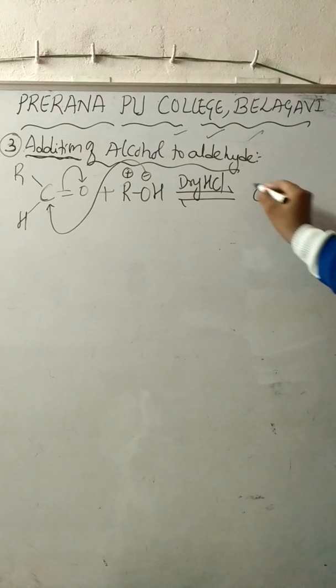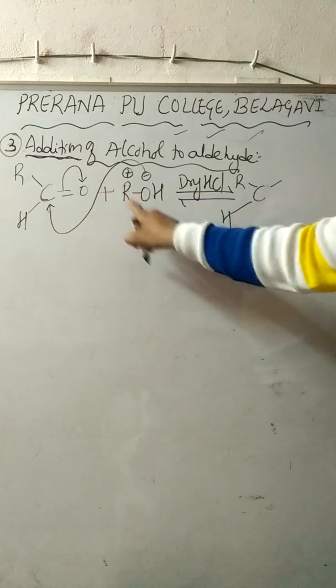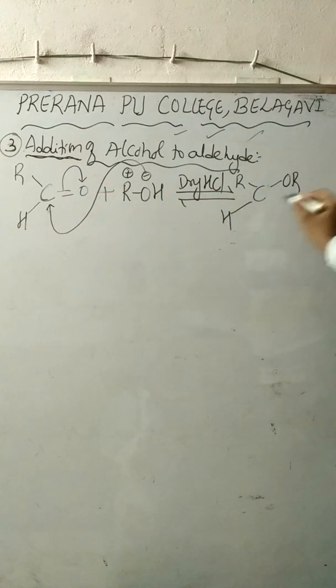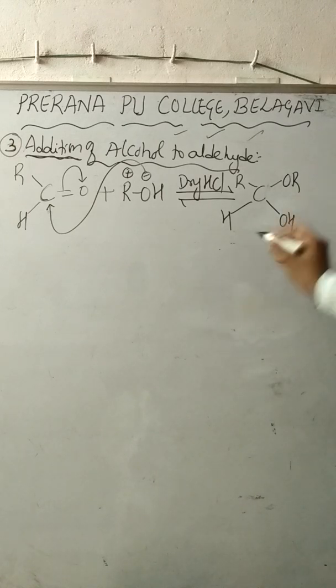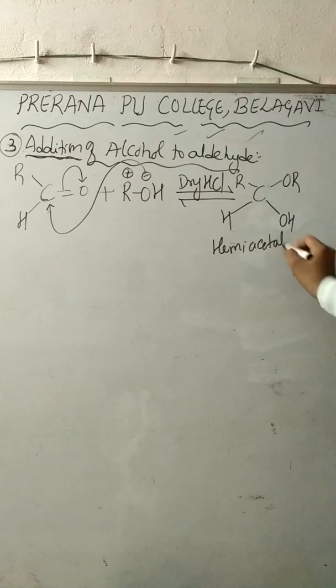I can write this as C with a single bond to R and H. So O minus has taken away R. I can write it as OR along with OH. So this particular intermediate which is obtained is called a hemiacetal.